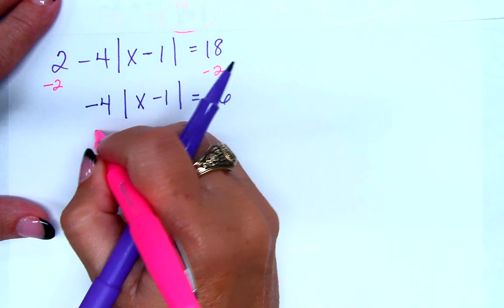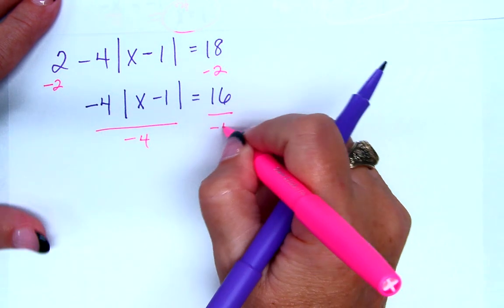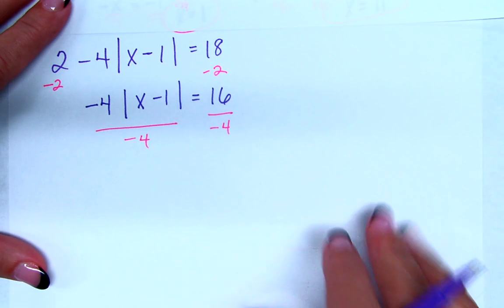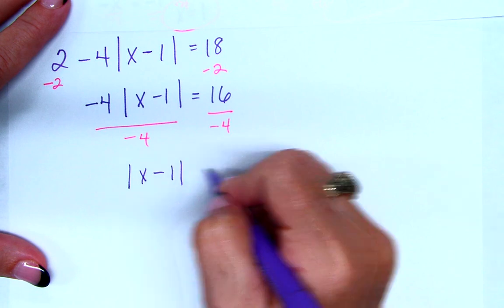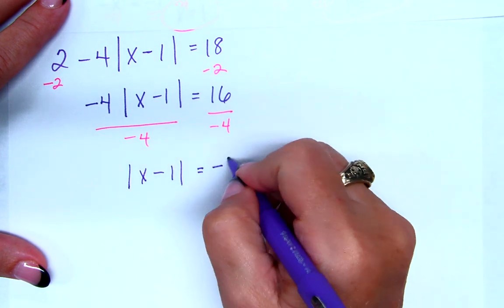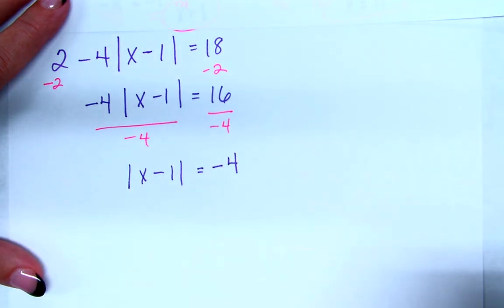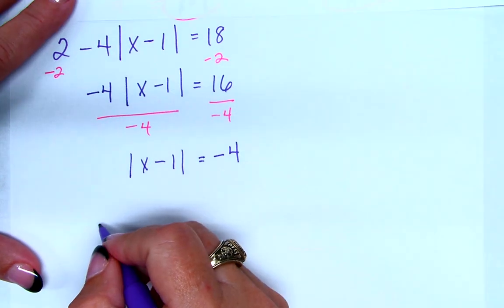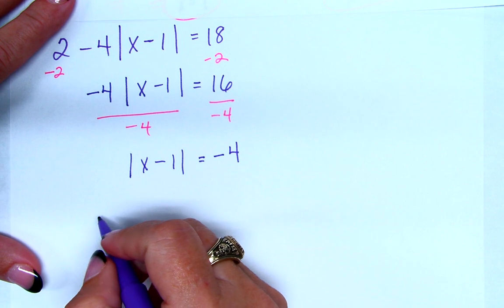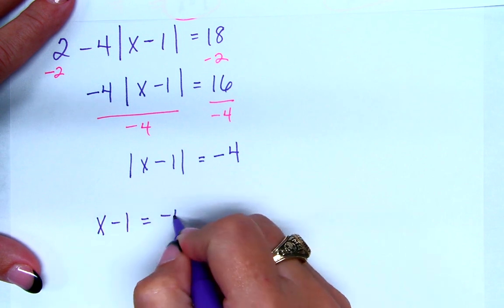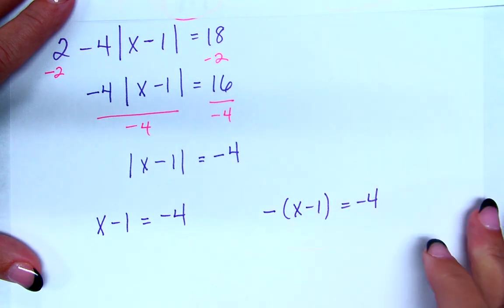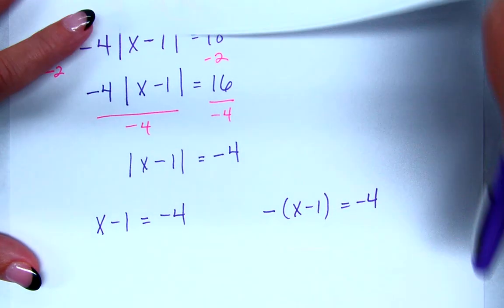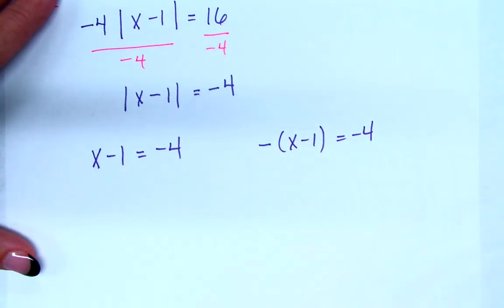You're in the driver's seat now, so you're telling me what to write, and I'm writing it. Absolute value of x minus 1 equals -4. That's isolated, so there are 2 equations. So what am I writing? X minus 1 equals -4. Negative parentheses, x minus 1 equals -4. Add 1.